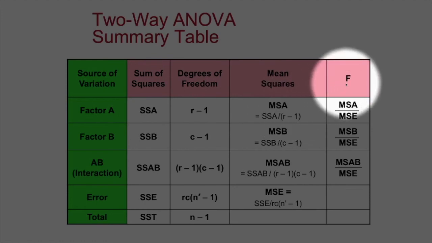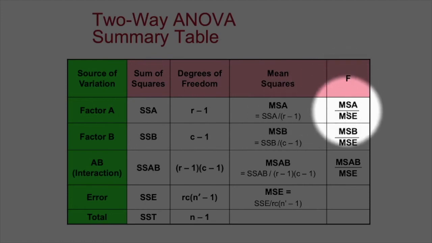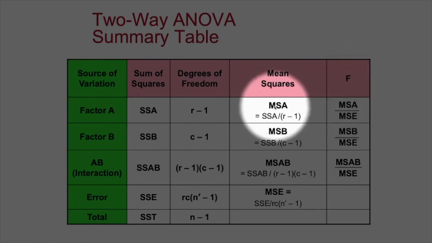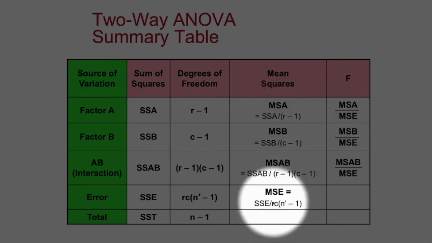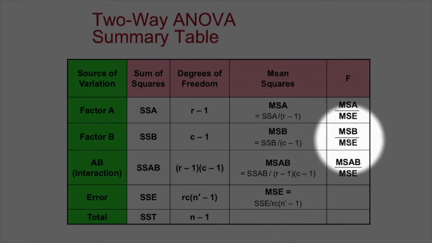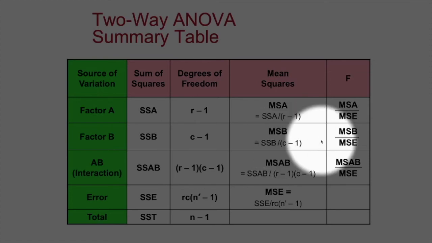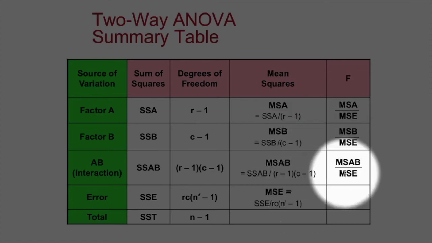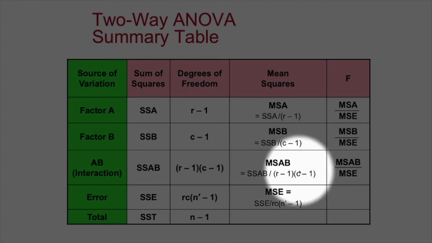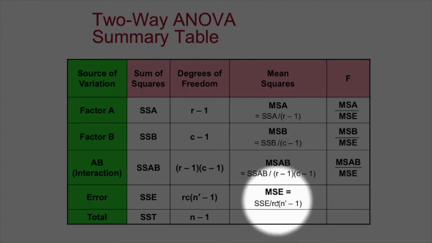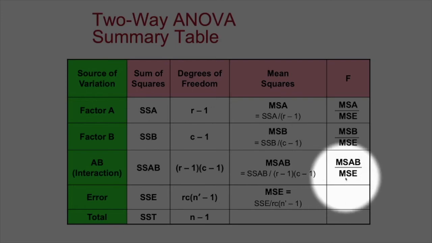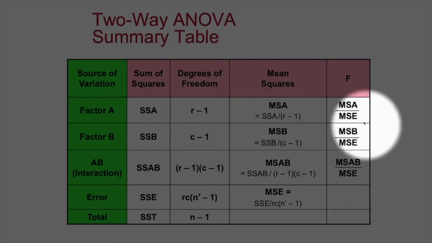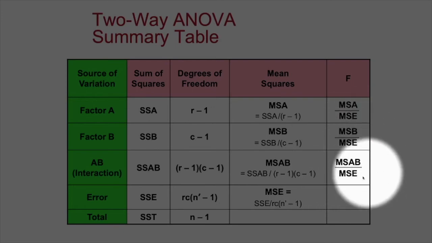And then finally you compute your F-stats. What are the F-stats? It's the value in this divided by the mean squared error. Then the second F-stat is the value here divided by the same mean squared error. And the value for the interaction is also the MSAB divided by the mean squared error. Note that the denominator here is always the same for the 3 F-stats.